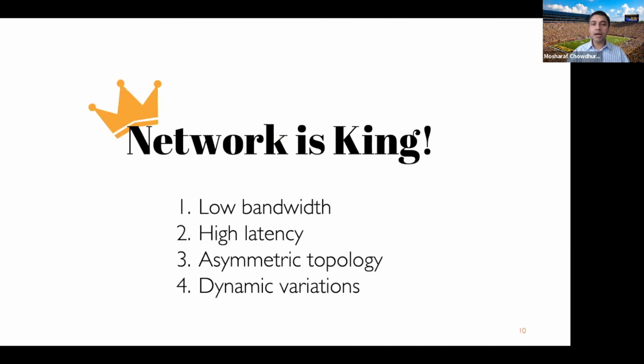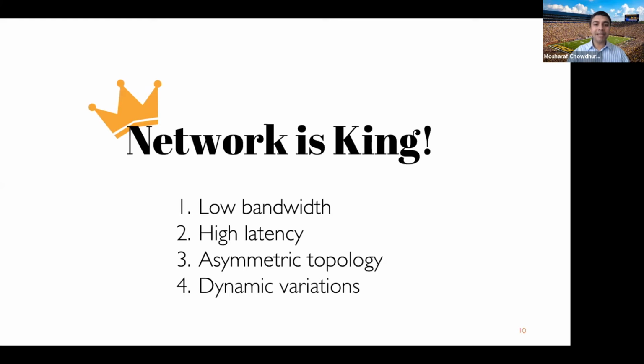And in both cases, it turns out the underlying network is one of the main differences between cloud ML and federated machine learning. The network that connects these distributed workers has much lower bandwidth than what we have in the cloud. It has much higher latency than what we have in the cloud. The topology can be asymmetric and very dynamic, changing over time.